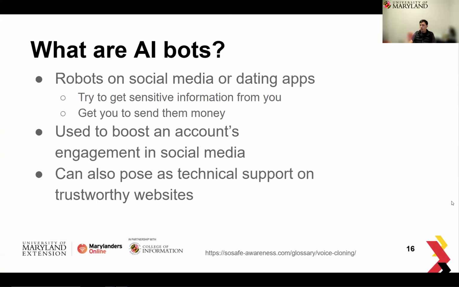But they're also used on social media or dating apps. So there are AI models or robots on social media or dating apps that try to get some sensitive information from you, or get you to send them money. It can also be used to boost an account's engagement on social media. If you maintain a conversation in the comment section with an AI bot, that makes it seem that account is getting a lot more traffic than it is. And they can also pose as technical support on trustworthy websites.